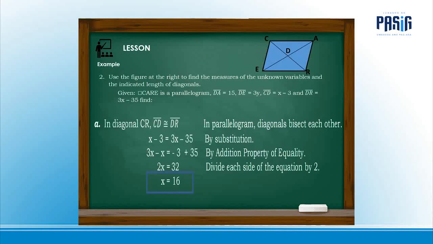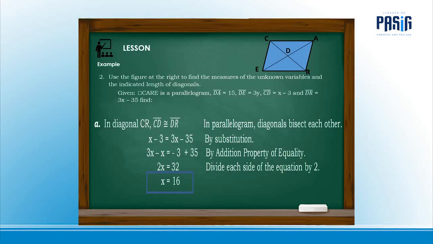Here is the solution to find the value of x. In diagonal CR, side CD is congruent to side DR, since in a parallelogram, diagonals bisect each other. By substitution, x minus 3 is equal to 3x minus 35.